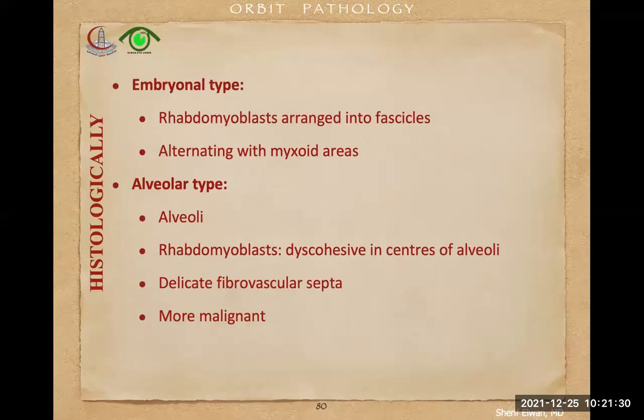Histologically speaking, it's composed of actually 3 types: the embryonal type, the alveolar type, and the mixed. The embryonal type has rhabdomyoblasts arranged into fascicles alternating with myxoid areas, and the alveolar type has alveoli. The rhabdomyoblasts are discohesively swimming in the centers of the alveoli, as we'll see now, with delicate fibrovascular septa, and this is more malignant.